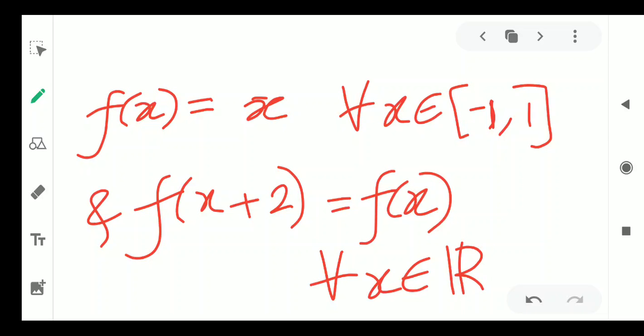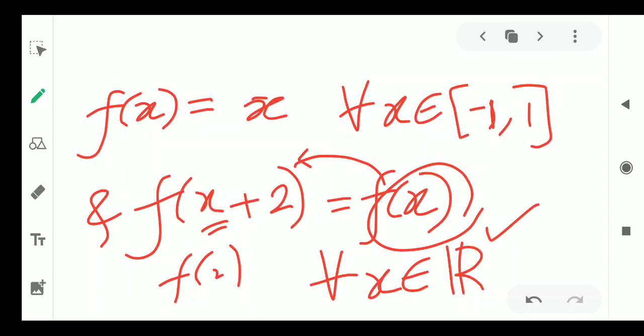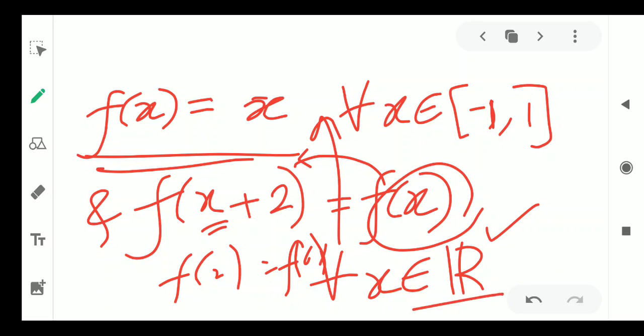For all other values, on the entire real line, how is it done? The same f(x) is given the value f(x+2). So if you put 0, what you get is f(0+2), that is f(2), is equal to f(0). f(0) is already known using this one. So this function is extended throughout the real line R.